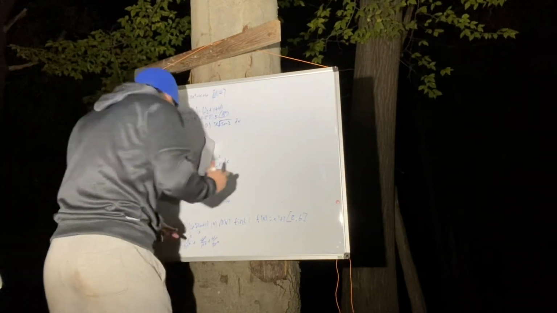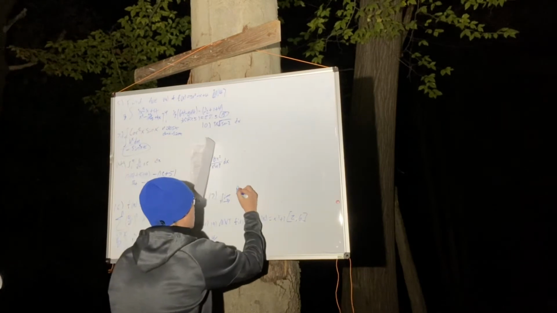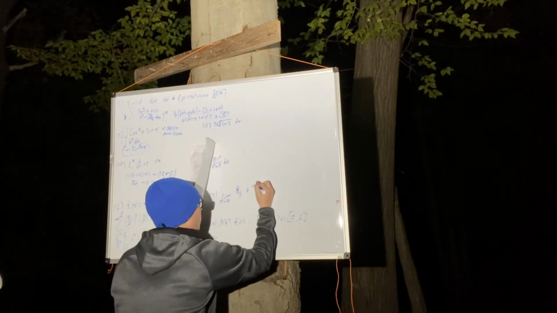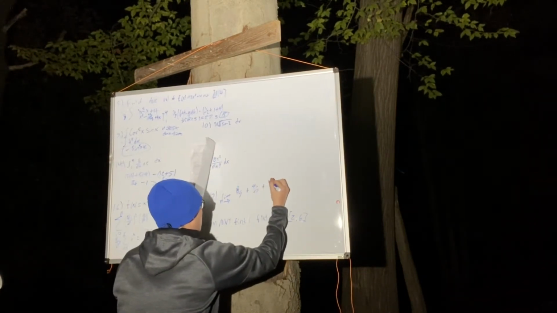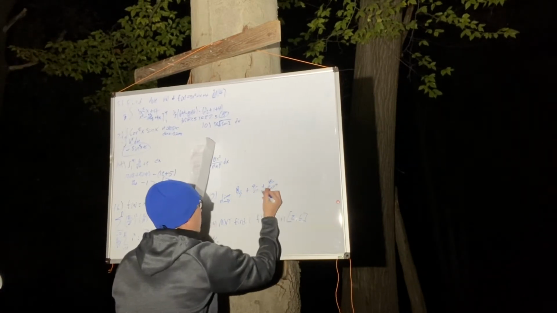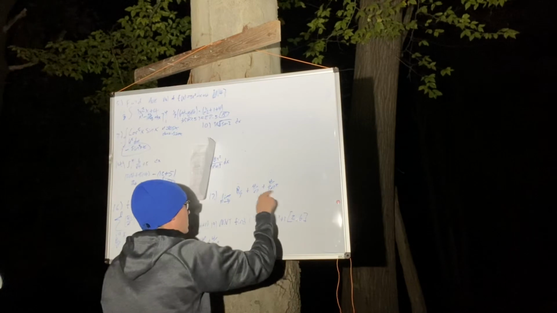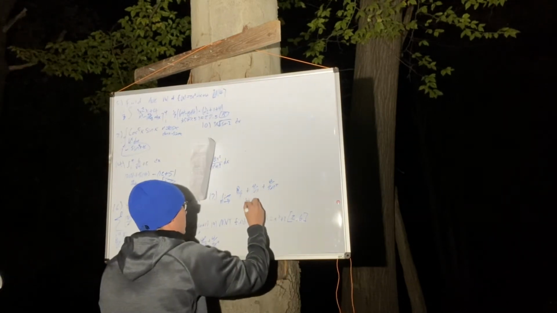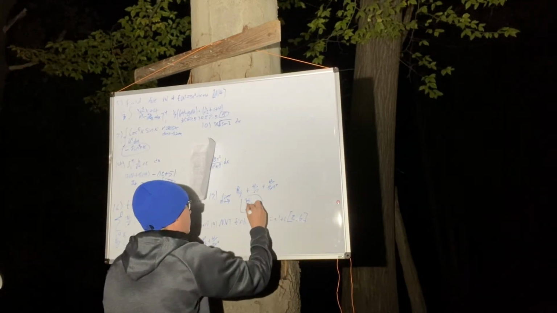So the limit of 8/3 plus 4 over n plus 4 over 3n squared, as n goes to infinity, makes these zeros. This means that it's only 8/3 as an answer.